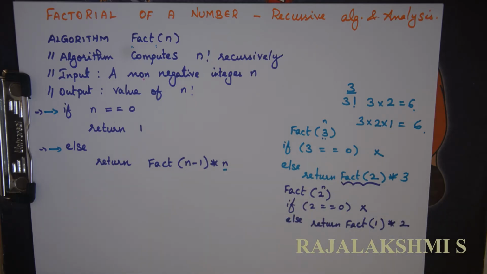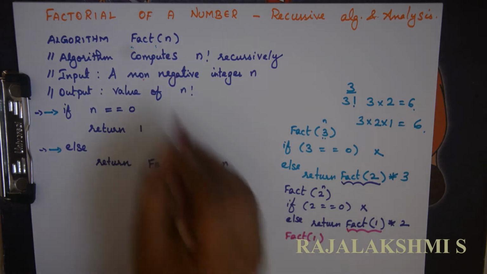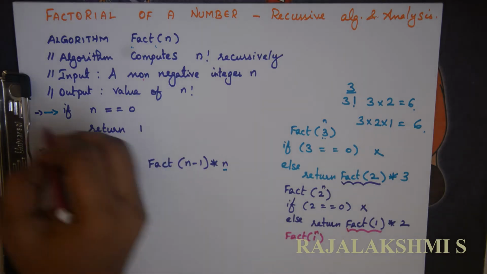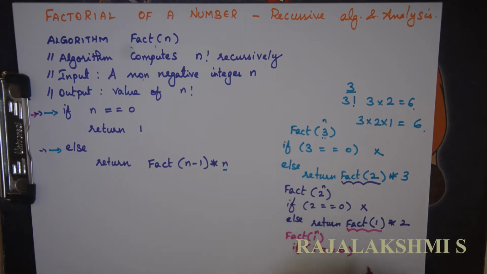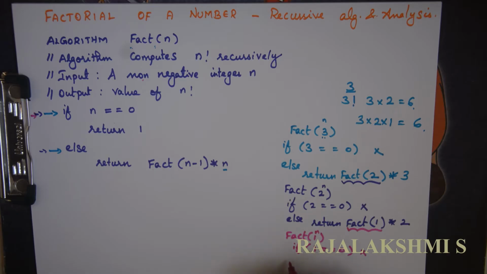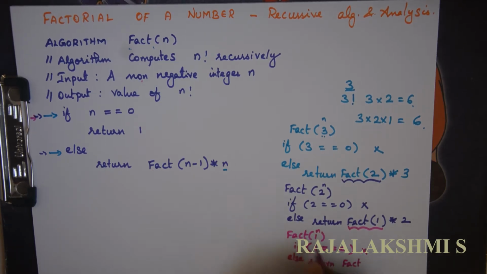Now again this algorithm will be invoked with fact of 1. So instead of n we now have 1. Once again it checks if n is equal to 0, that is 1 equal to 0. The condition is false, so it comes to the else part. In the else we have return fact of n minus 1, which is 1 minus 1, that is 0, multiplied with n, which is 1.